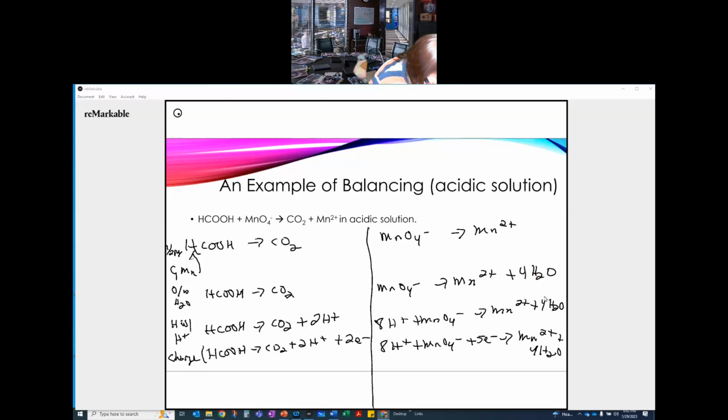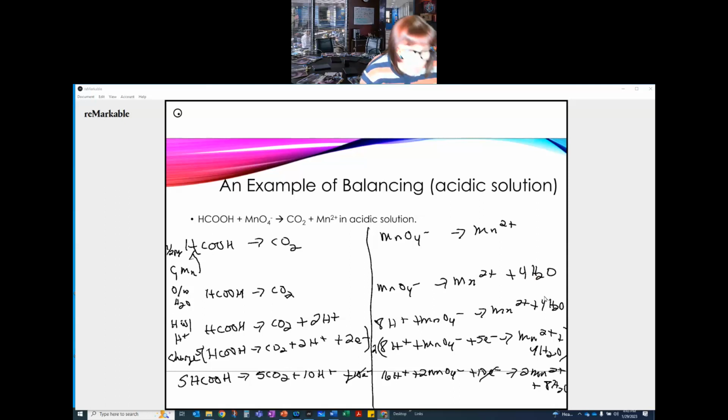So I need to multiply carbon by 5, Mn by 2, and that gives me 5HCOOH goes to 5CO2 plus 10H+ plus 10e-. 16H+ plus 2MnO4- plus 10e- goes to 2Mn2+ plus 8H2O. Cancel the electrons.